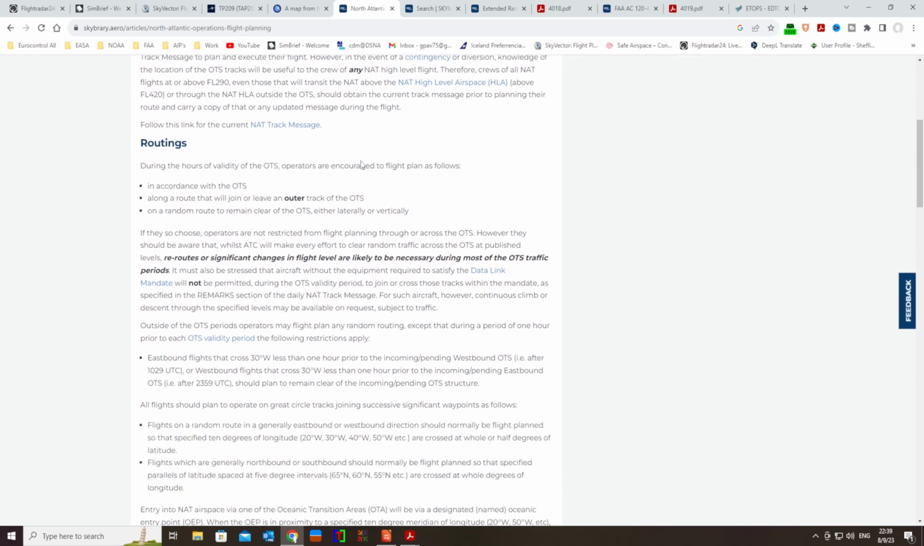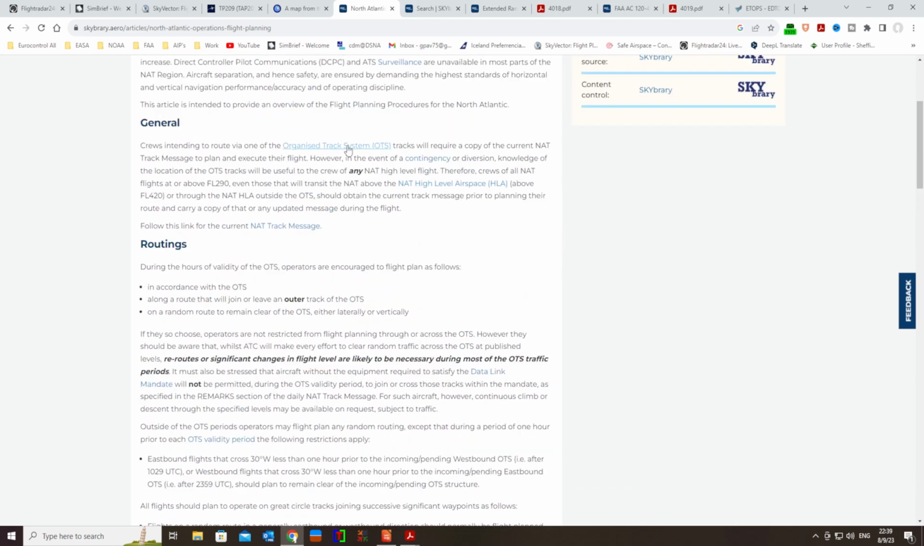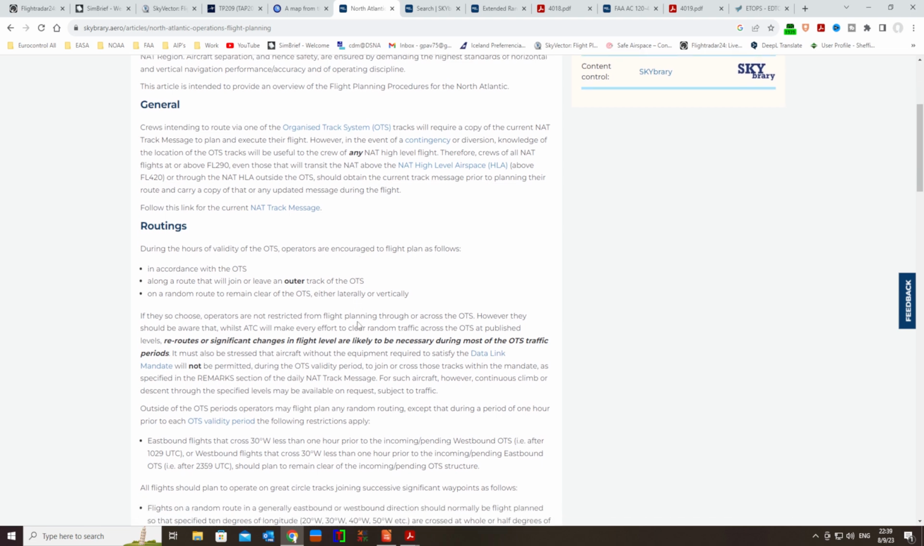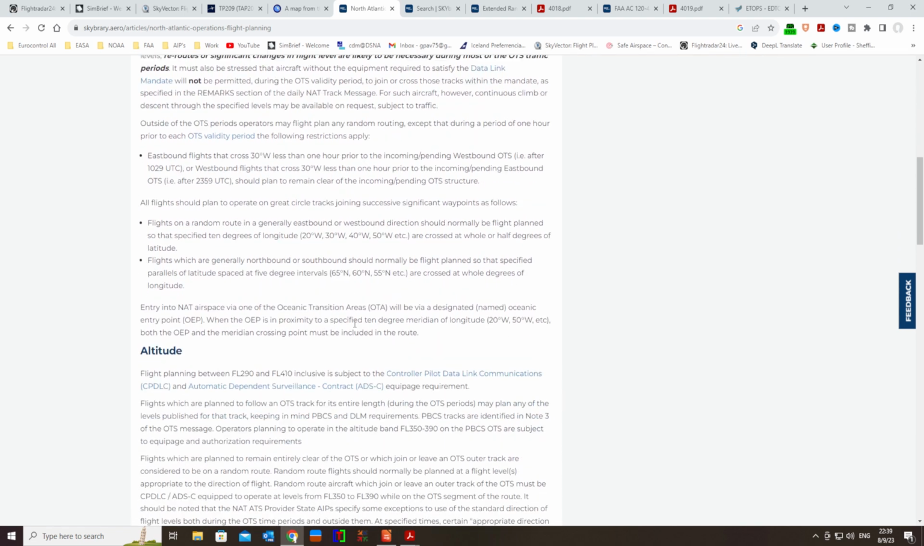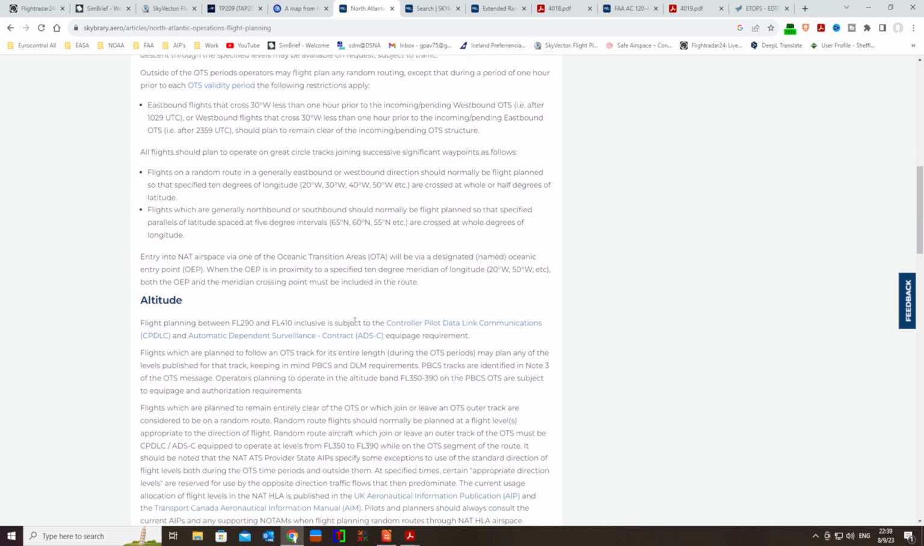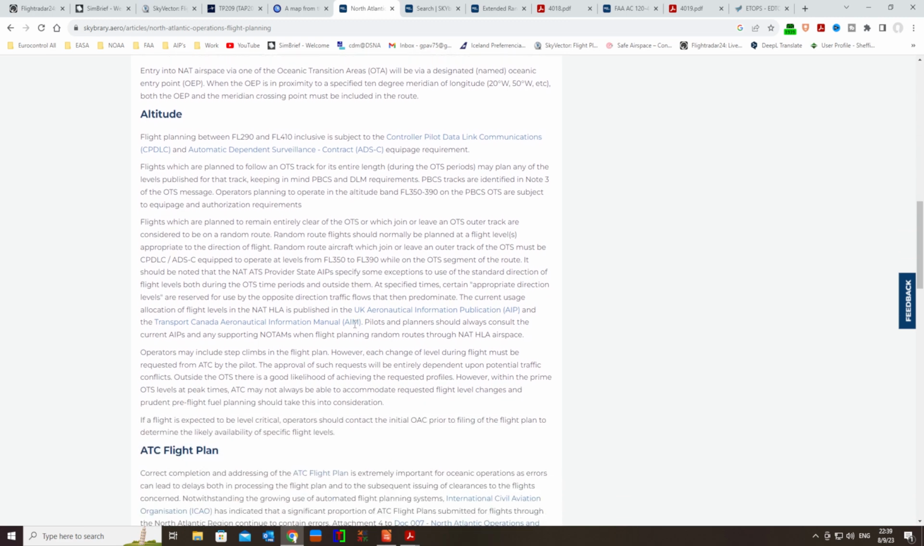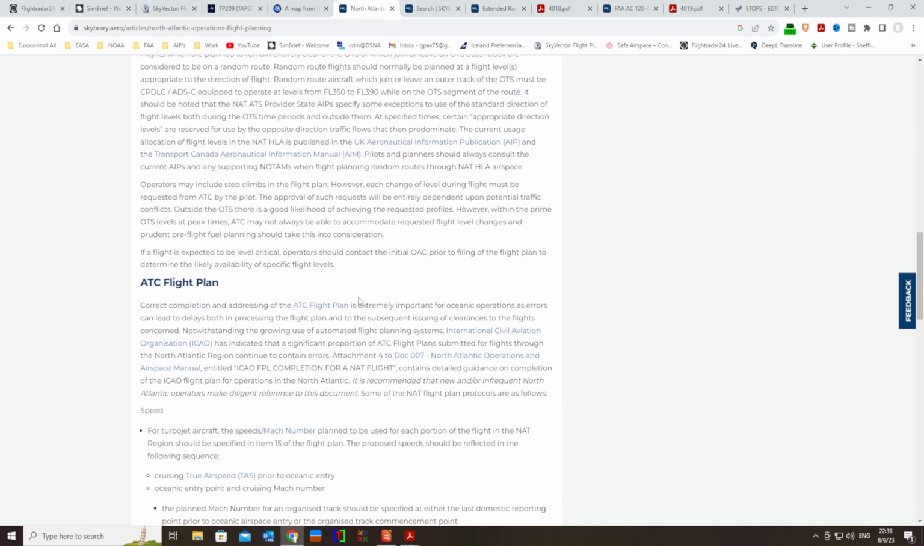It says it's all about the North Atlantic organized track system, which we're not gonna touch today. Maybe briefly at the end. But in today's example, I'm going to depart from Lisbon, Portugal, and I'm gonna cross the Atlantic with 180 and go to Newark, which is a pretty simple flight plan.